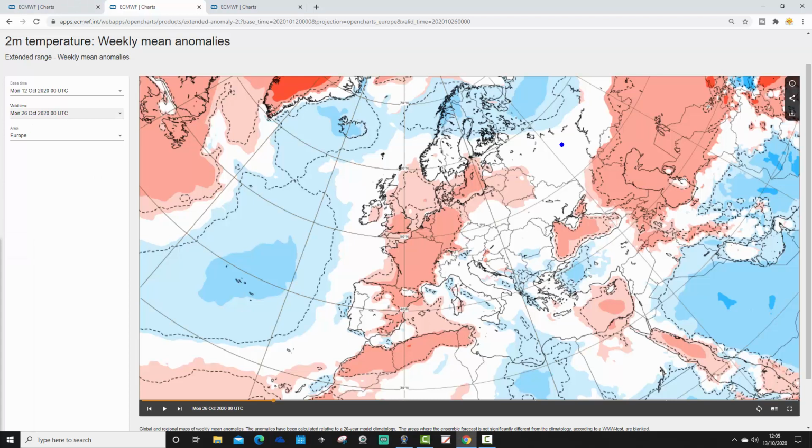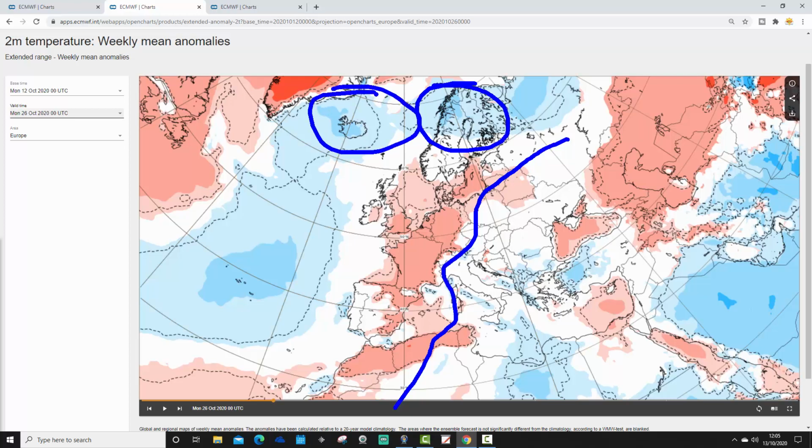It's going milder than average across many western parts of Europe. Temperatures are lifting up across the west of Europe. Cooler than average temperature anomalies are being forced back northwards into northern parts of Scandinavia and over towards Iceland as well, and out into the Atlantic. It's cooler than average through there.